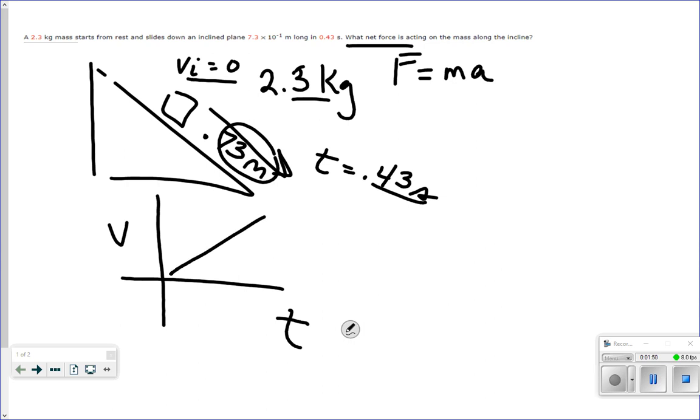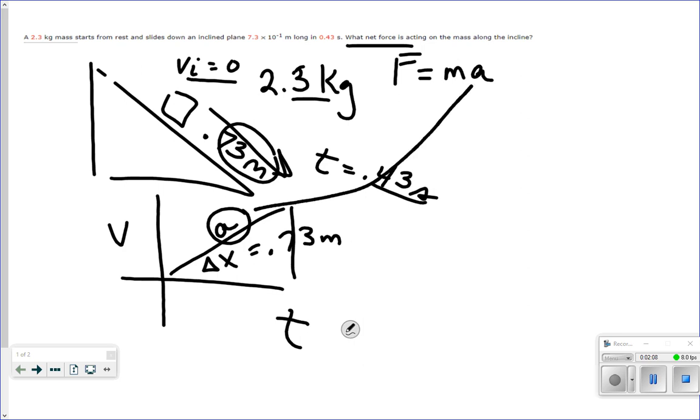It's not that you cannot use forces, it's just that hopefully you remember that the slope of the line is the acceleration and the area is the displacement. In this particular question, my delta x, which is my area under the curve, is going to be 0.73 meters. I'm looking to find this acceleration because I can take that and put it right there, and then I will be able to find the net force.